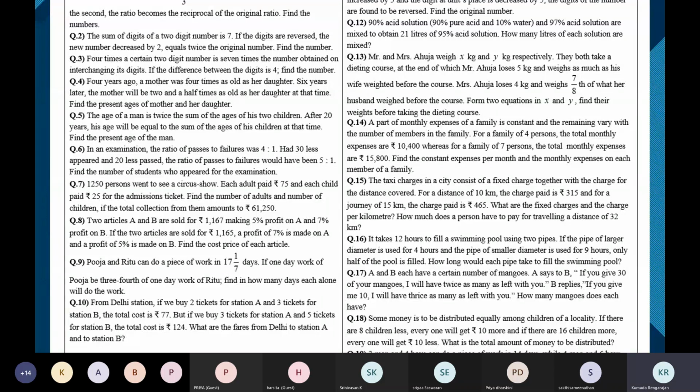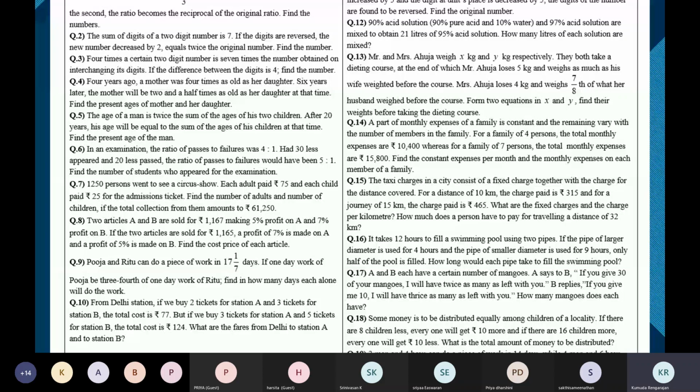28 passed, 2 failed. Then how many of them took up the exam? 28 plus 2, 30. Because everyone is given a result. Every student who appears for the exam is given a result, pass or fail.